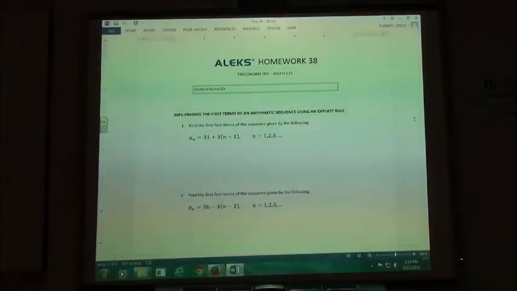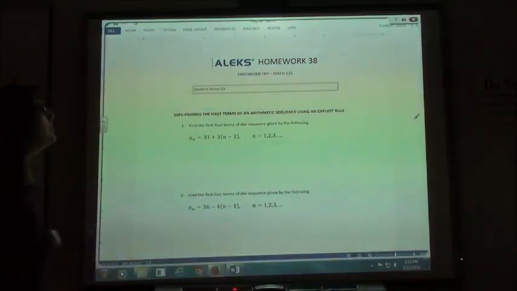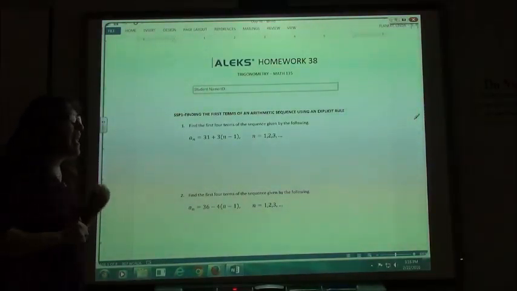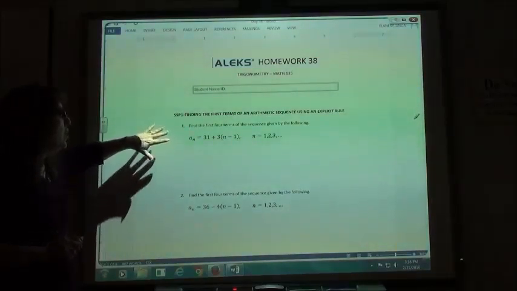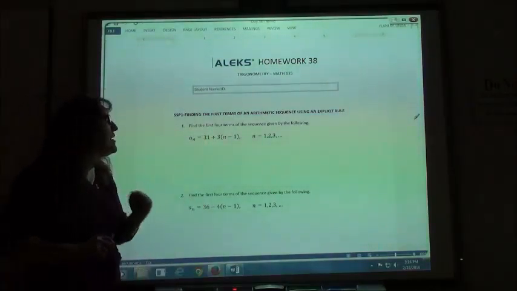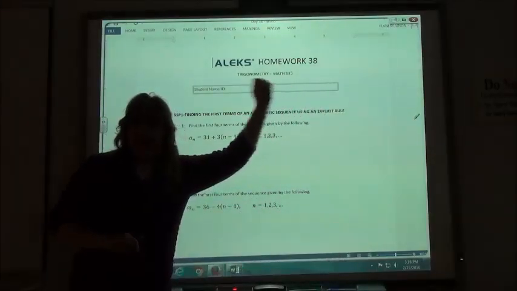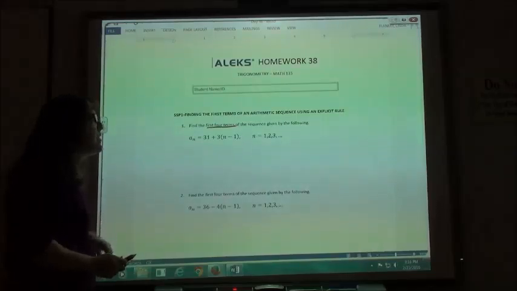All right, homework 38, we're switching into some probability type things, and the first thing we're going to talk about are some sequences, either an arithmetic sequence or a geometric sequence. An arithmetic sequence is one where you're always adding or subtracting the same value to each term. So if we look at our formula here, we have a sub n equals 31 plus 3 times n minus 1, n is 1, 2, 3, 4, 5, 6, 7, 8, 9, 10, and it goes on and on forever. We are finding the first 4 terms of our sequence.